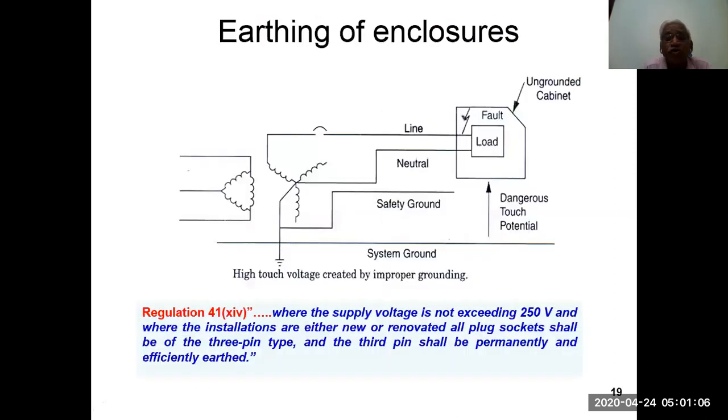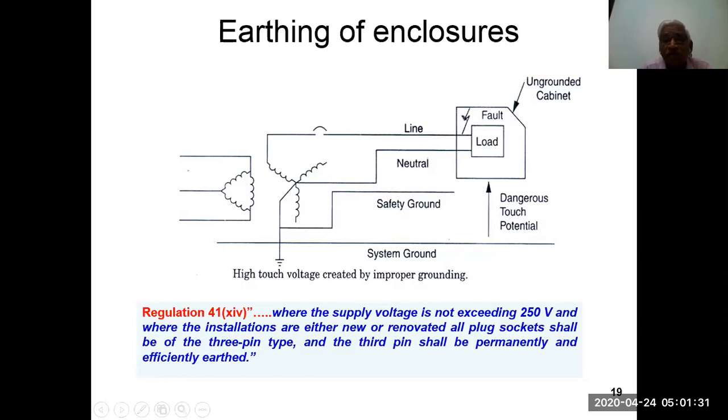Earthing of enclosures: you can see that the primary is delta connected, the secondary is star connected, the neutral is earthed, and the neutral wire is also brought up to this point, but the body is not shown as earthed. The safety ground has come but is not connected to this. So it is necessary that the safety grounding should be connected to the body. This is under regulation 41.